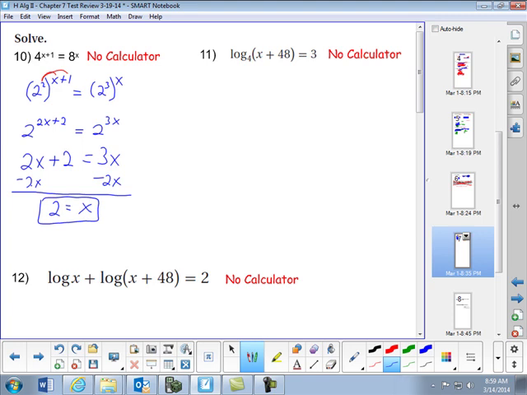Well, we have log form, and it is single log form, which is good. So we're going to change it to exponential form. So we're going to say 4 to the third equals x plus 48. So again, we just swooped: 4 to the third equals x plus 48. Well, 4 to the third is 4 times 4 times 4. That's 64.